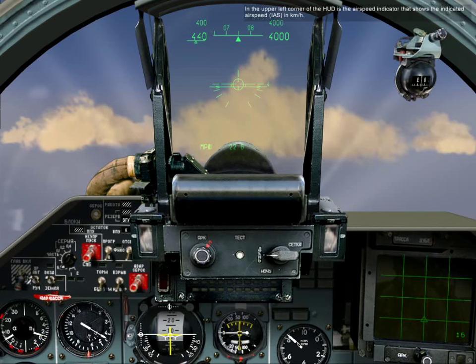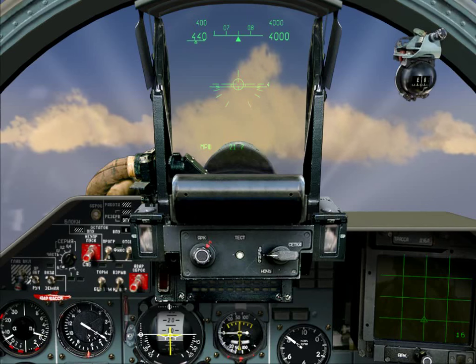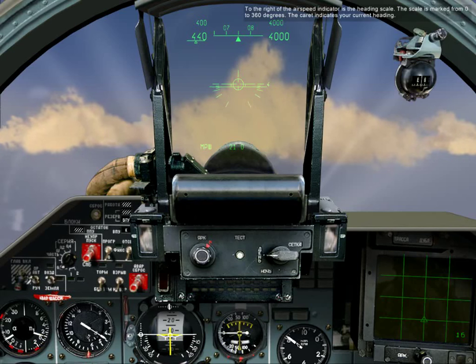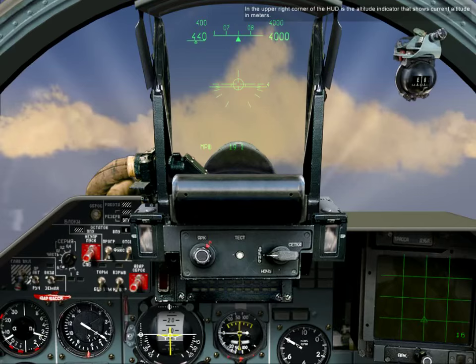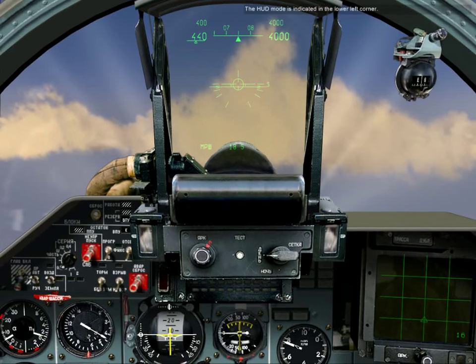In the upper left corner of the HUD is the airspeed indicator that shows the indicated airspeed in kilometers per hour. To the right of the airspeed indicator is the heading scale. The scale is marked from 0 to 360 degrees. The caret indicates your current heading. In the upper right corner of the HUD is the altitude indicator that shows current altitude in meters. The HUD mode is indicated in the lower left corner.